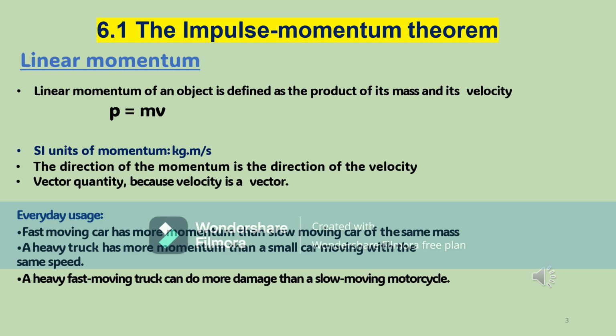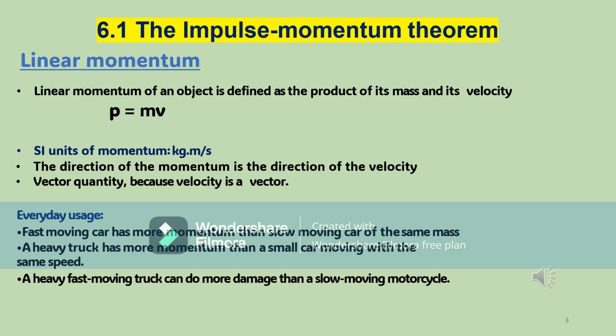Linear momentum of an object is defined as the product of its mass and its velocity. It is represented by the equation, P equals mv. Here, P stands for momentum, m for mass, and v for velocity. The SI units of momentum are kilogram meters per second, kg m/s. The direction of the momentum is the same as the direction of the velocity. Since velocity is a vector quantity, momentum is also a vector quantity.